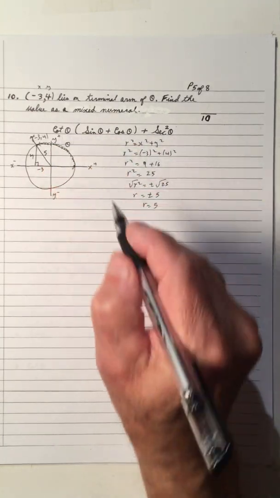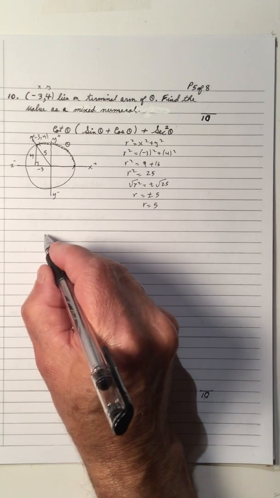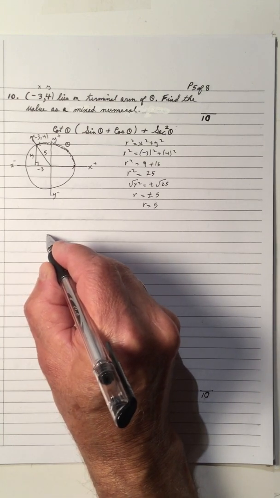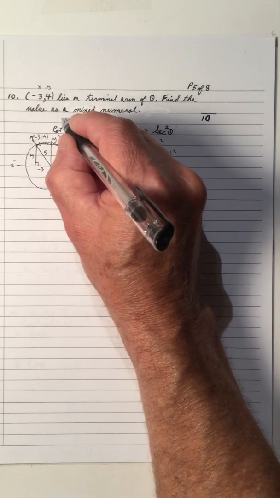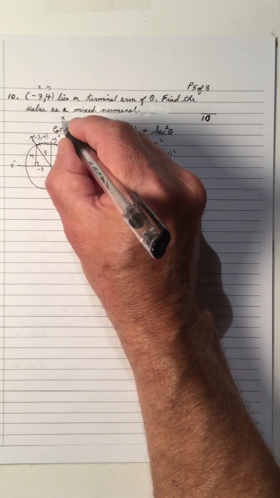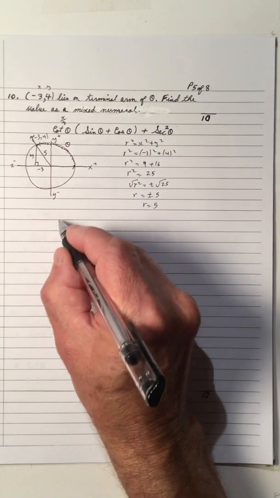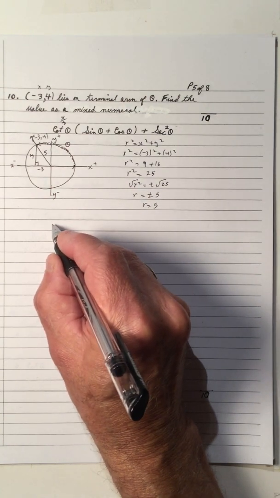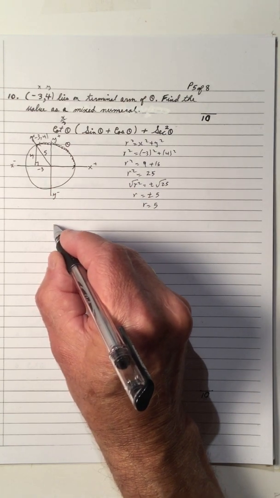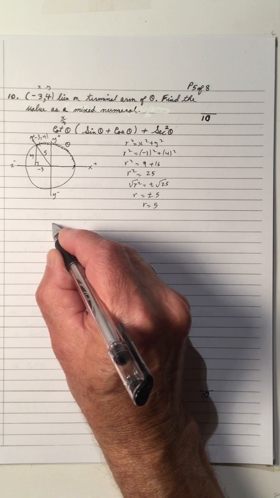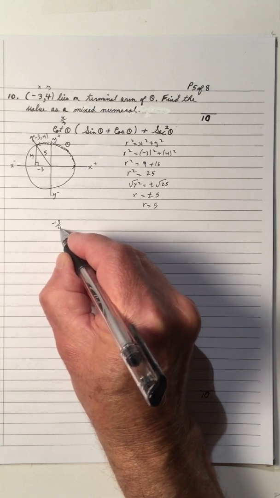So now we have to work out each of these. So the cot: tan is the y over the x, so cot is the x over the y. So the cot is negative 3 over 4.